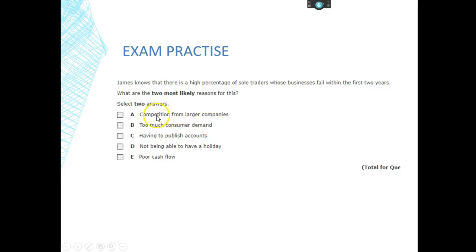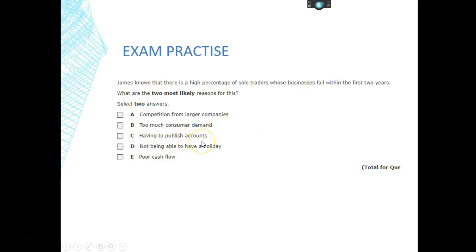Competition from larger companies, is that likely to cause a business to fail? It probably is, but I'm going to give it a question mark. I'm just going to annotate on the paper question mark because I think that might be right. Too much customer demand. Well, let's have a think about what consumer demand is. Consumer demand is people wanting to buy your products. If I've got people wanting to buy my products, that surely cannot cause my business to fail. I'll go back, I'll look at the question again. It is about businesses failing, so I'm going to put a little cross there because I think that's wrong.